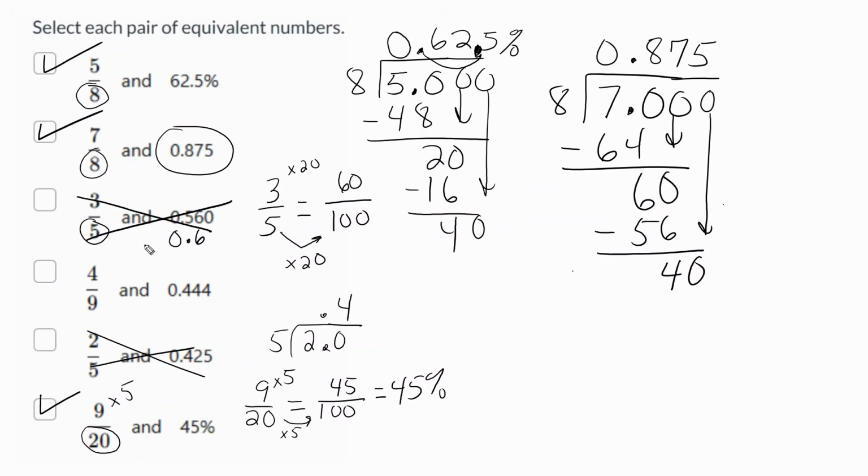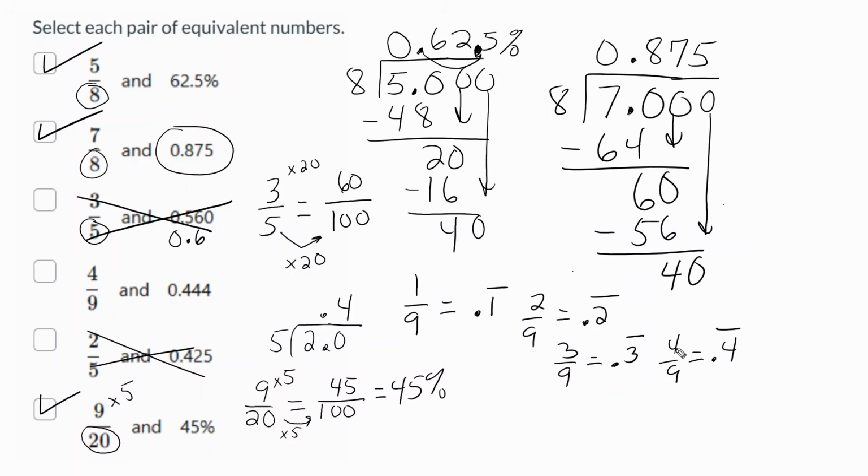All right, we have one more to test, 4 out of 9. Now, an interesting little fact about ninths. 1/9 is actually equal to point repeating 1. 2/9 is equal to point repeating 2. 3/9, which is equal to 1/3, is equal to point repeating 3. 4/9 is equal to point repeating 4. Now, if we were to do the math on this, we would get a repeating 4 forever and ever if we did 4 divided by 9.